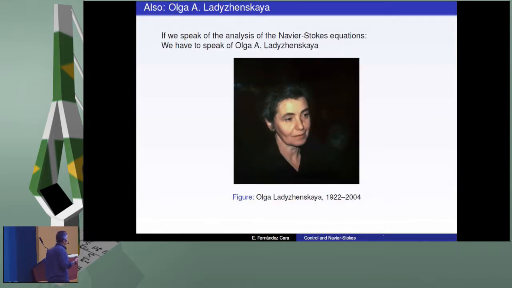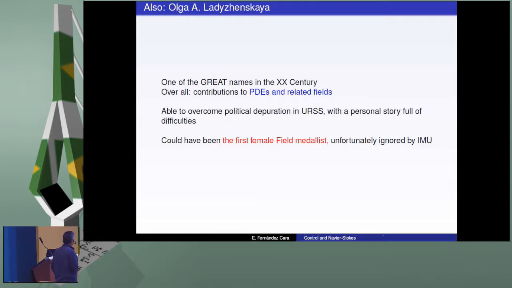Well, if we speak of the analysis of the Navier-Stokes equations, I think that we have to speak also of Olga Ladyzhenskaya. Olga Ladyzhenskaya is one of the great names in the 20th century, especially in the field of partial differential equations and related areas. Her contributions to not only this field, but many others, probably would have deserved to be the first female Fields medalist, unfortunately ignored by the International Mathematical Union at the time. She was also surrounded by personal difficulties in those years, and unfortunately not always recognized by us.